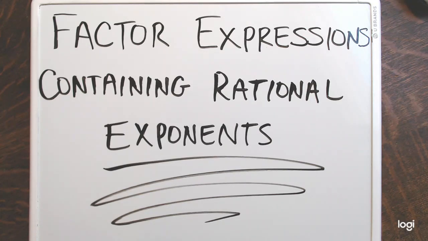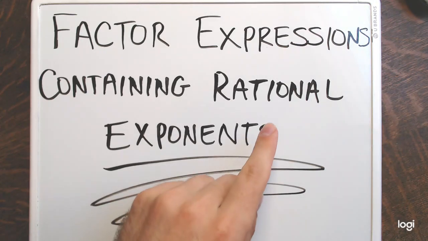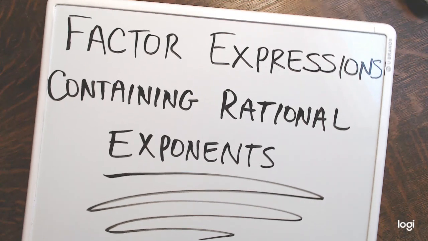So in this video I'm going to go over a brief recap of what it means to factor out a common factor from an expression. And it's basically just reversing the distributive property when you factor something out of an expression with multiple terms. And then we'll look at some examples where the expressions in question have some parts of them that are raised to a rational exponent, a fraction exponent.